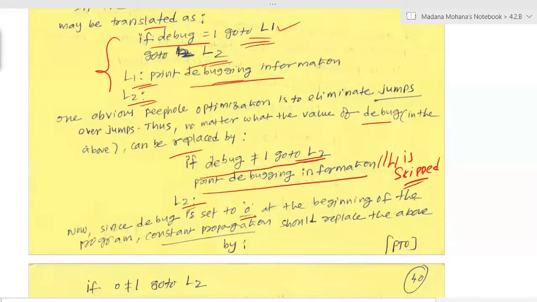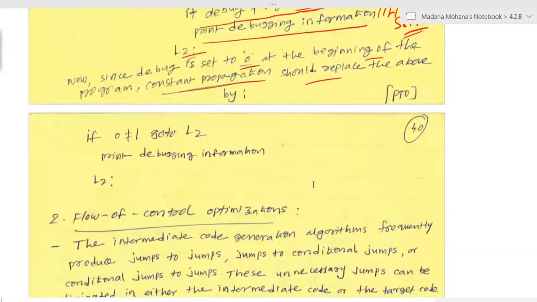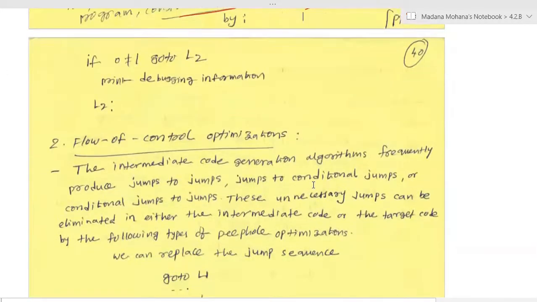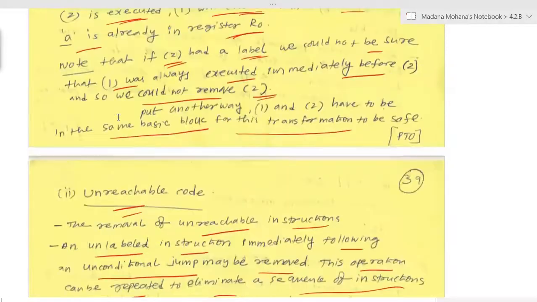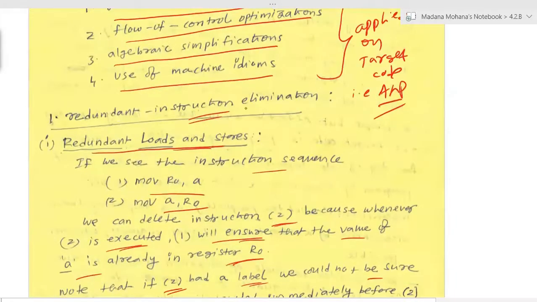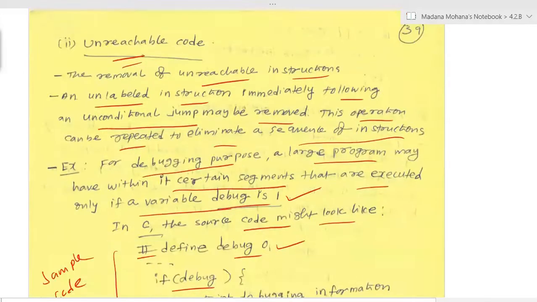Since debug is set to 0 at the beginning of the program, constant propagation should replace the above. With constant propagation, the expression can be evaluated as: if 0 not equal to 1, then go to L2. Then prints debugging information. Then L2 is empty. So that is the first peephole optimization technique, redundant instruction elimination. First, redundant loads and stores. Then unreachable code, in which some unnecessary jumps are eliminated.